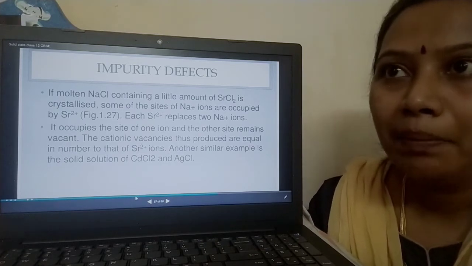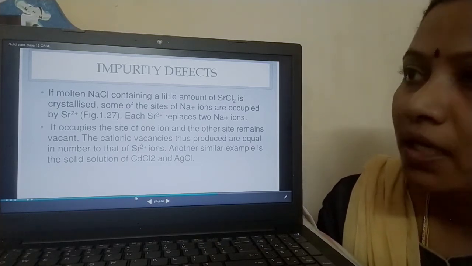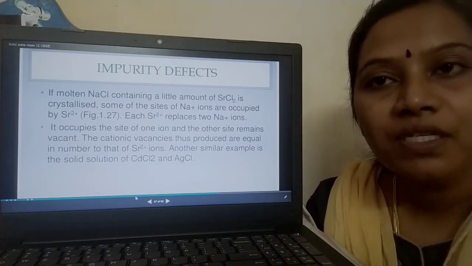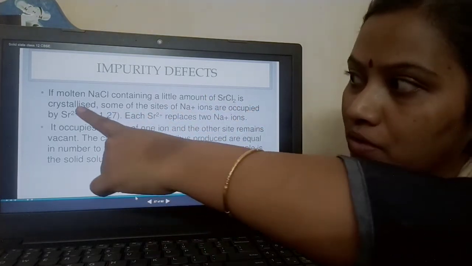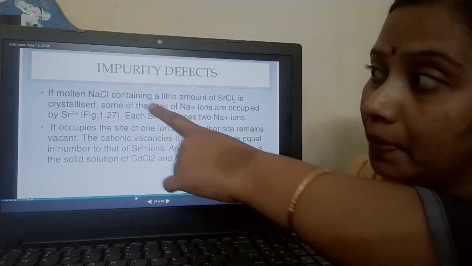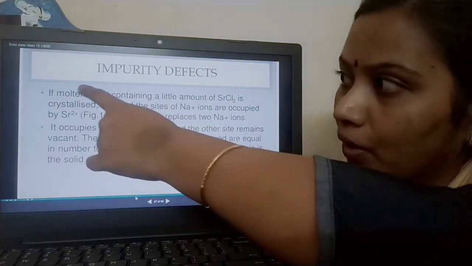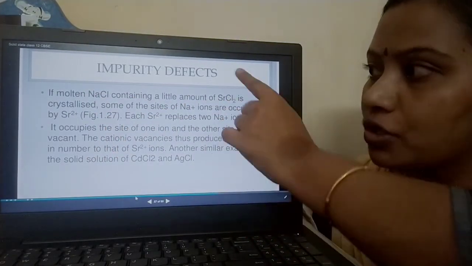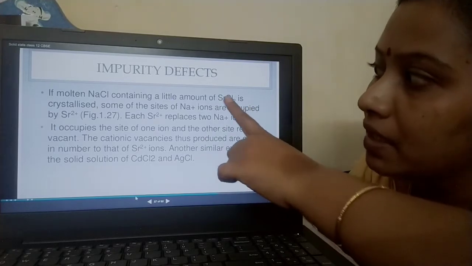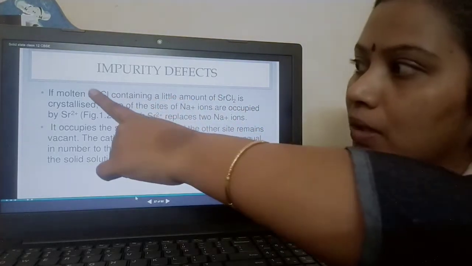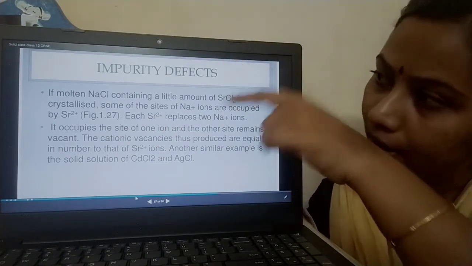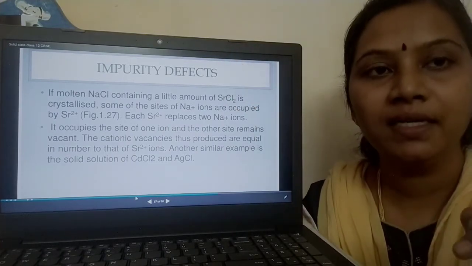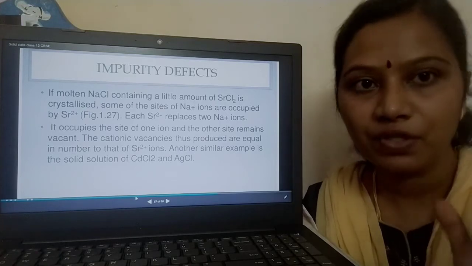When you take a molten sodium chloride which contains a small amount of strontium chloride, and I am going to crystallize it, then what happens? Some of the sodium ion sites are occupied by strontium ions. How does it happen? Each strontium is going to replace two sodium, such that one strontium will go and occupy one of the sodium sites and the other sodium site is left vacant.